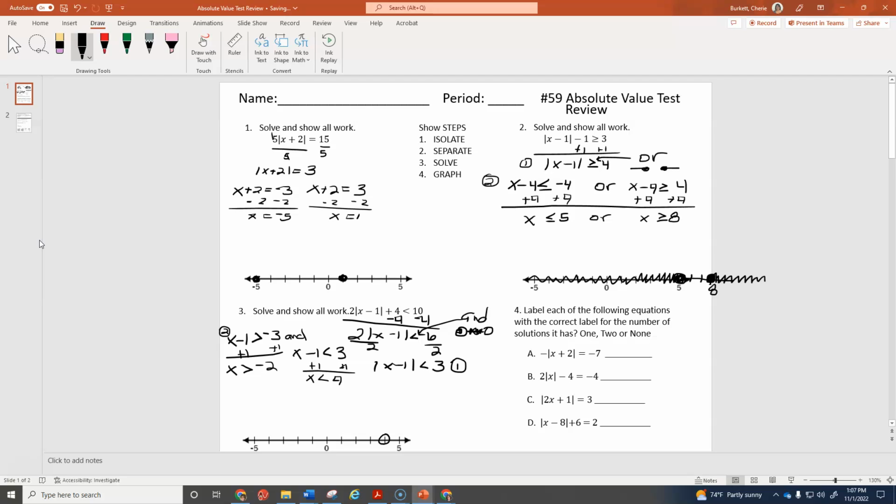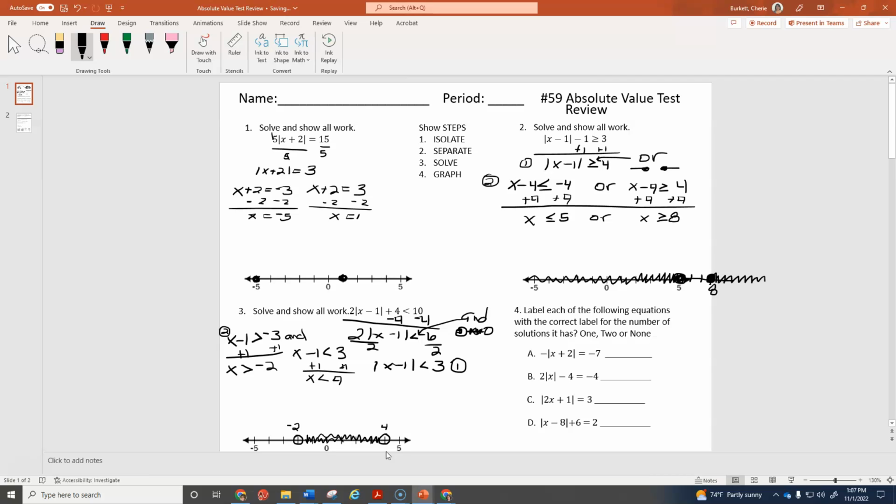So open dot on 4, open dot on -2. All the numbers bigger than -2 are this way. All the numbers that are smaller than 4 are this way. That's -2, that's +4. That's what my graph looks like.